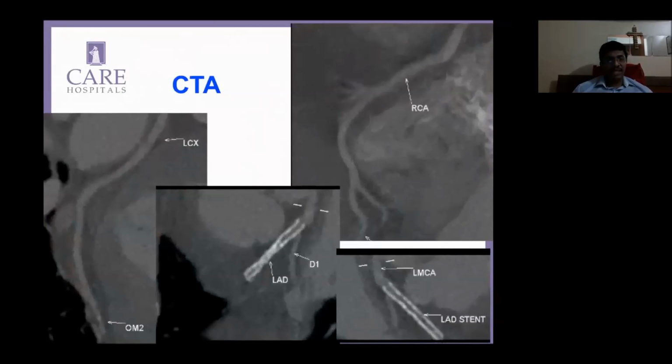Now, these are the CTA pictures. I'm going to sort of walk you through them so that it's comfortable.